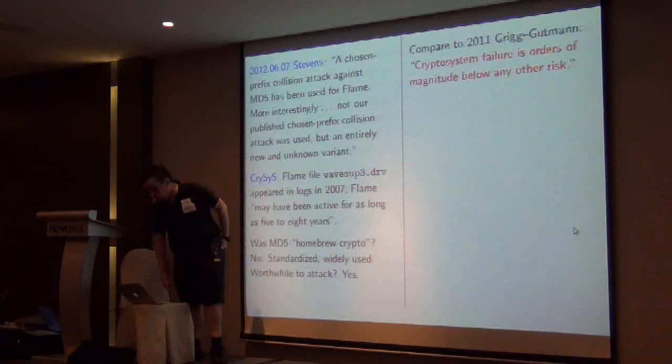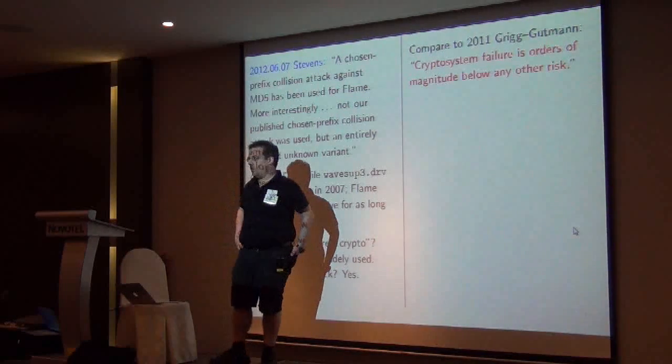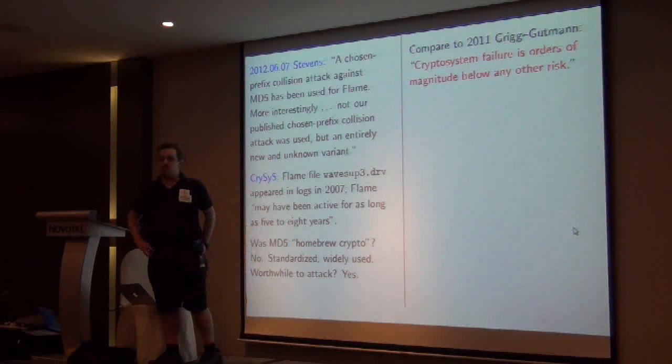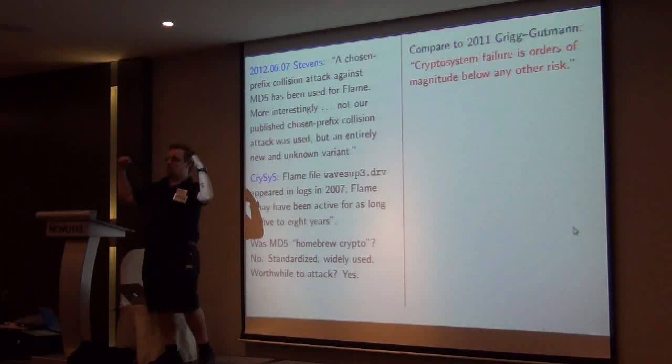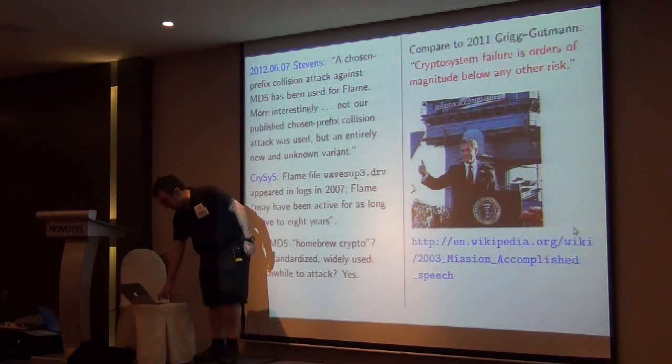If you compare this to what Briggs and Gutmann are saying, they say things like crypto system failure is orders of magnitude below any other risk. And this is obviously a little bit of an exaggeration, but nevertheless, that's what they say. The crypto's fine, the crypto's strong, we're done. Crypto is successful. Mission accomplished. Yay.